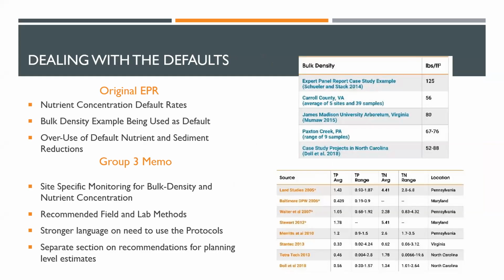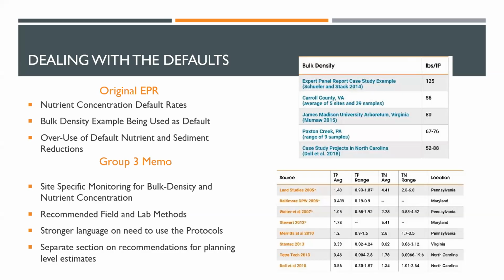There was a bulk density example that wasn't actually ever intended to be a default, but was being used as a default. And then the linear foot nutrient and sediment default rates in the report were being used in lieu of the protocols. And that was never something that the original expert panel felt comfortable with. And so the experts wanted to come out and reinforce that as well.